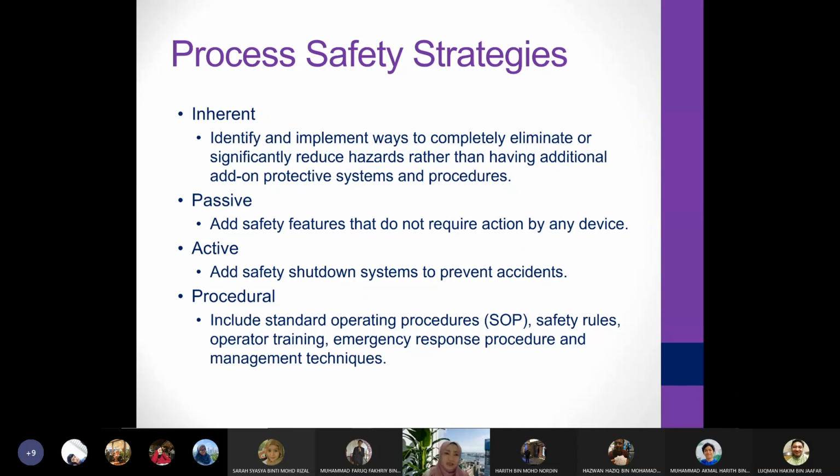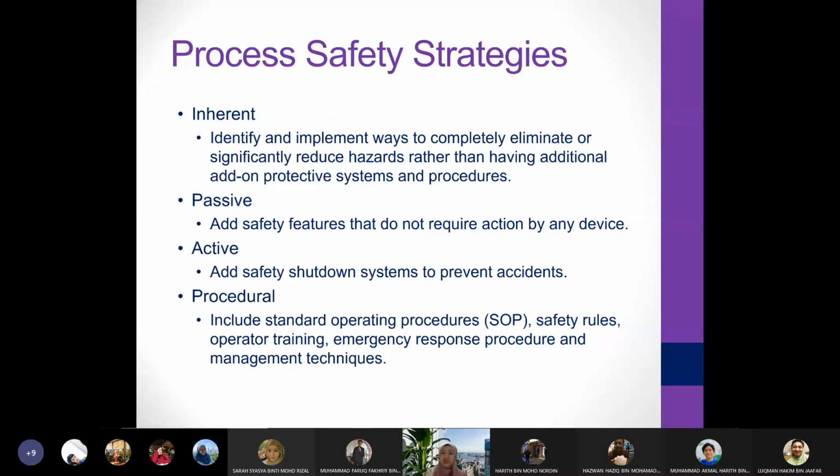An active safety strategy is, for example, a safety shutdown system to prevent accidents. When an operation exceeds its limit, you can have an automatic system that shuts off the system so that you can prevent further accidents from happening.